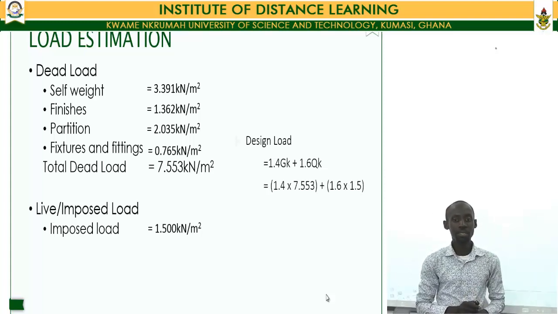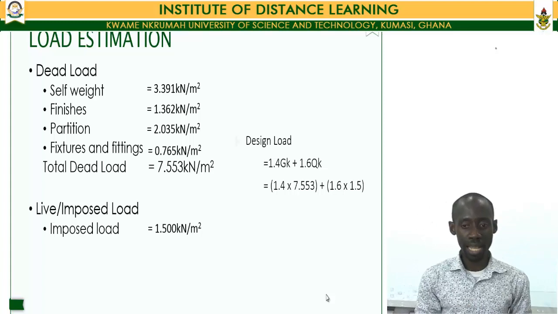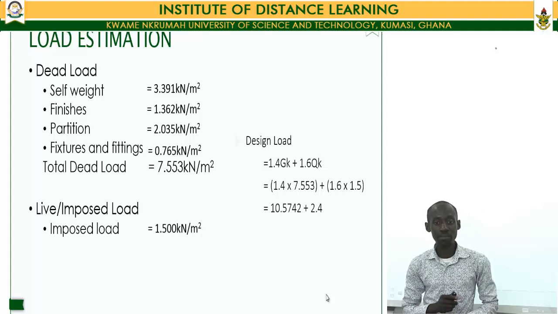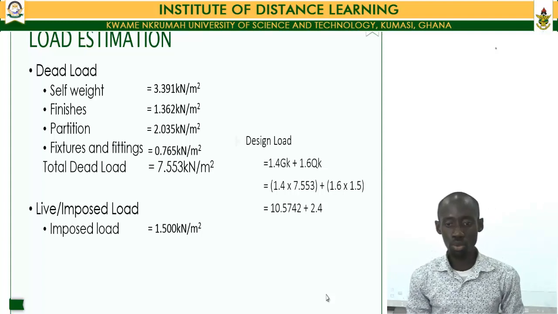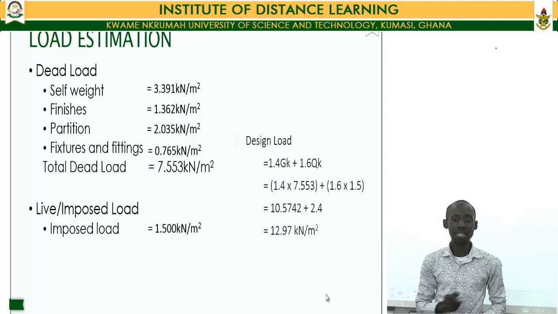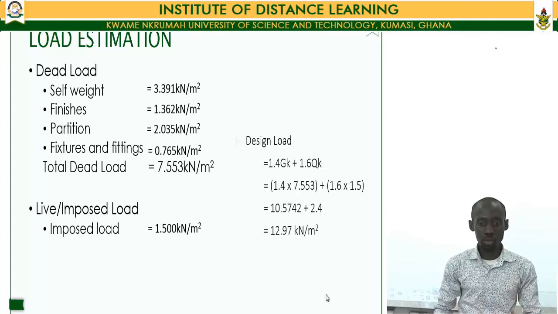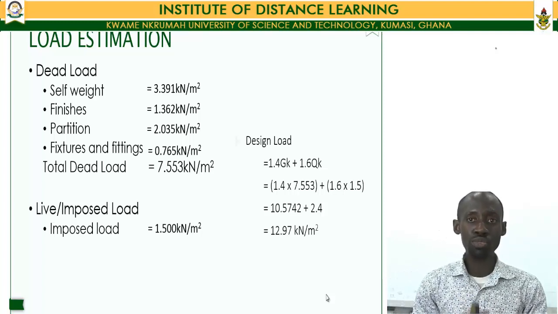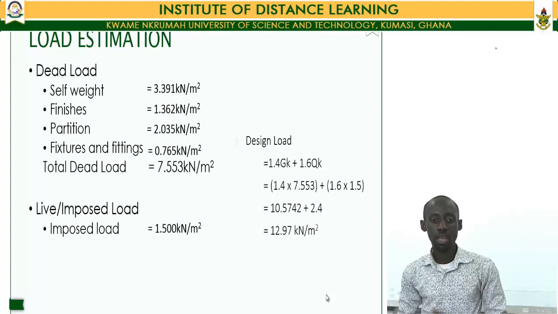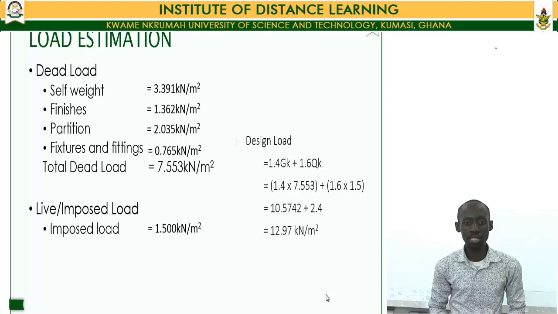So for our partial safety factors, for our design loads, we have 1.4 multiplied by 7.553 plus 1.6 multiplied by 1.5, which gives us 10.5742 plus 2.4, and ultimately gives us a design load of 12.97 kilonewtons per meter squared. What this means is that if I pick one square meter of the floor slab we are designing for, it is supposed to resist a distributed load of 12.97 kilonewtons.